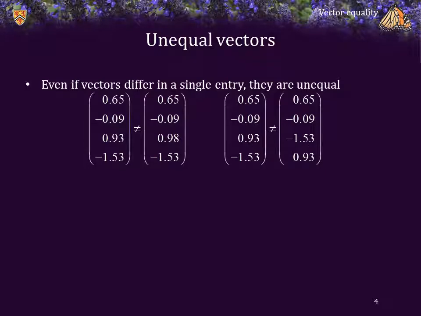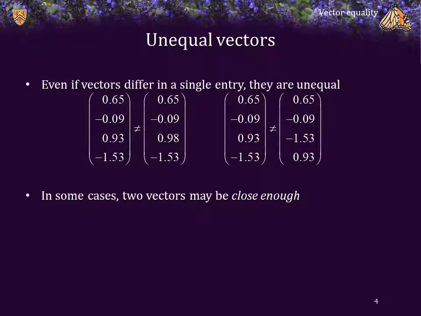Both of these two four-dimensional vectors have the same entries, but they occur in different locations. And so because the third and fourth entries are not equal, these two vectors are considered to be unequal.